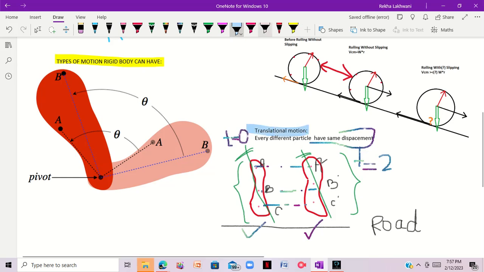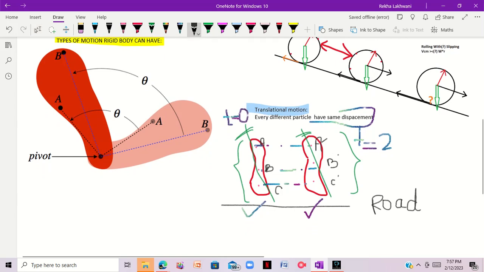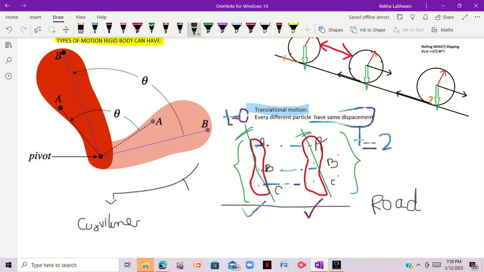translational motion, right? As we know, translational motion is divided into two other motions. First is circular motion, or you can say curvilinear motion, and second is rectilinear. What is rectilinear? In rectilinear motion, the body moves in a straight line, right? And in curvilinear motion, the body moves in a circular path, right? So that is known as curvilinear motion.